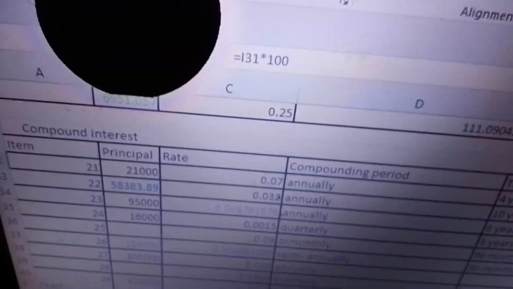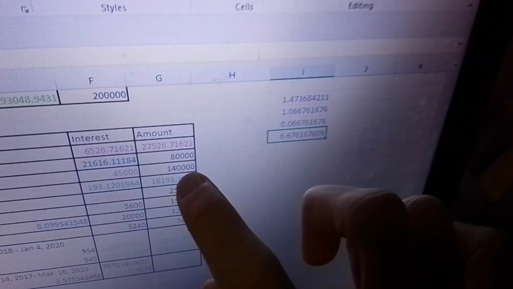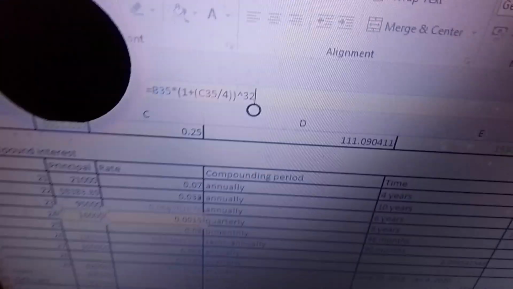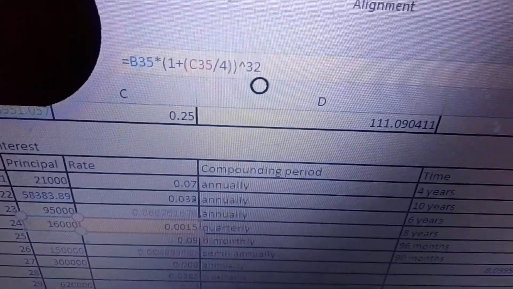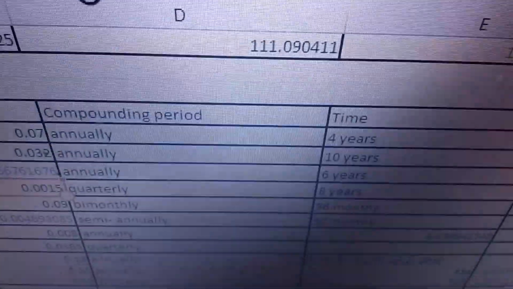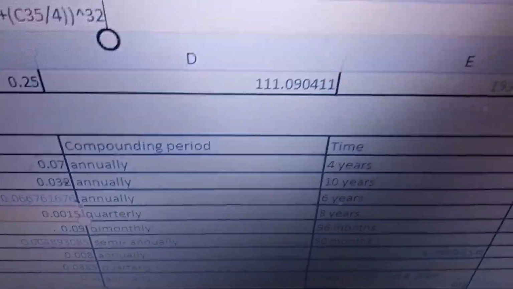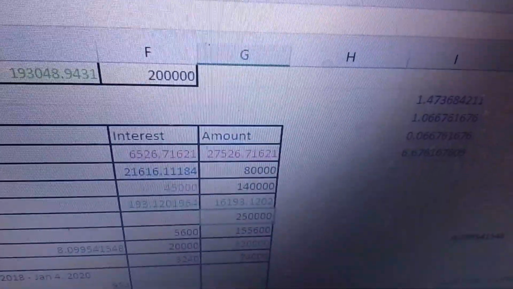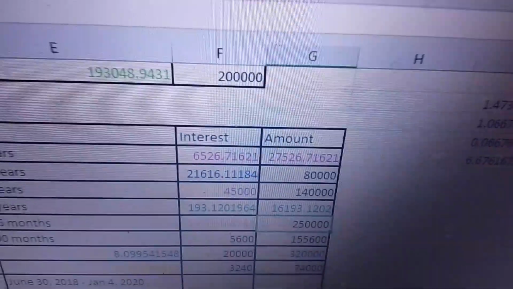Next, number 4, our goal is to solve for the time and the amount. And this is already direct. This is what I did. Remember, this is the future value: 1 plus C35 divided by 4, but that's supposed to be in parentheses. Then it simplifies, and we raise it to the 32nd power because it's compounded quarterly in 8 years. Then multiplied by the principal of 16,000, we get this answer. Subtracting it gives you this answer.